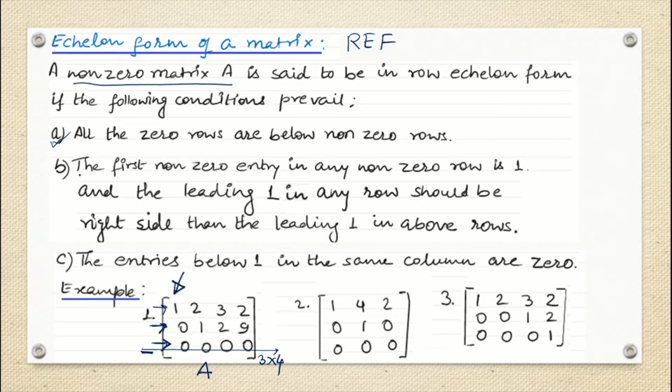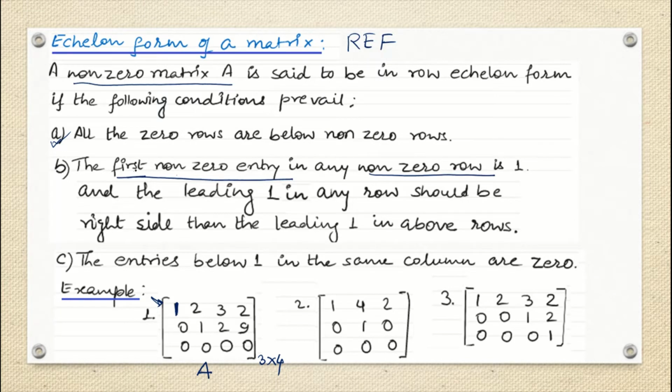What is the second condition? The second condition says that the first non-zero entry in any non-zero row is 1. That means they are saying any non-zero row. So we are going to start with the very first row in this particular matrix. This is a non-zero row because not all elements are zero. Here actually no element is zero. So this row is called a non-zero row. The very first non-zero entry in any non-zero row is 1. Yes, so this entry is 1. So this condition is also true.